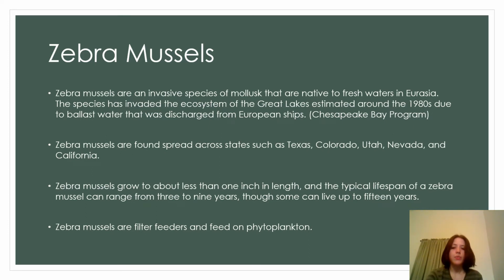Zebra mussels are found spread around states such as Texas, Colorado, Utah, Nevada, and California. Okay. Zebra mussels can grow to about less than 1 inch in length, so they are very small, much smaller than most of the native mussels. And the typical lifespan of a zebra mussel can range from around 3 to 9 years, although some have lived up to 15 years. And considering this is an invasive species, such long lifespans can only add to the harm that they cause. And lastly, zebra mussels are filter feeders, and they feed on small plants called phytoplankton.